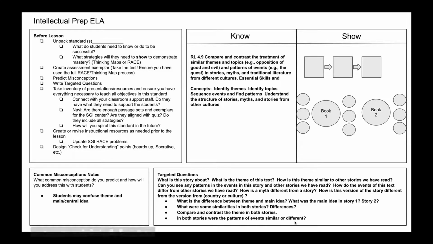Now I know I'm going to think of other questions as I go through my lesson. I can always add those to my notes later.